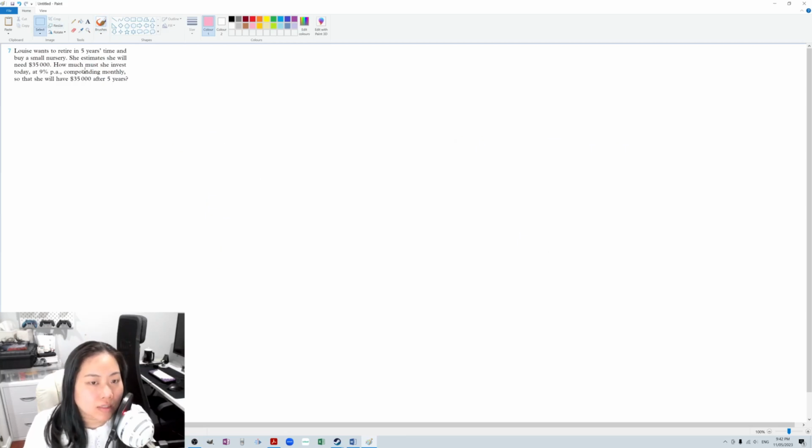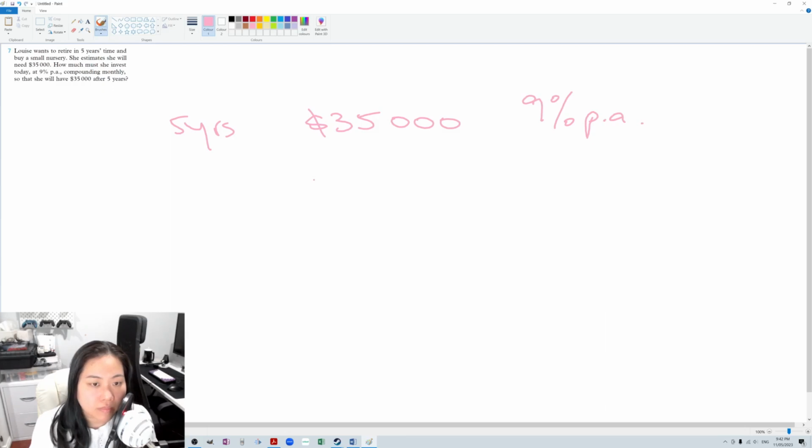Now let's try this question here. Question 7. Louise wants to retire in 5 years' time and buy a small nursery. She estimates she will need $35,000 in 5 years. How much must she invest today at 9% per annum, compounding monthly? That's important. So that she will have $35,000 in 5 years.